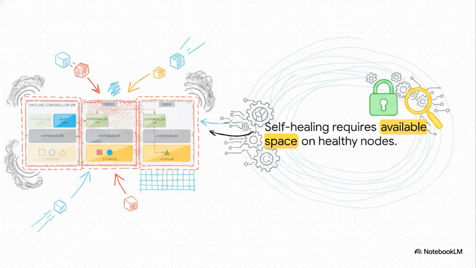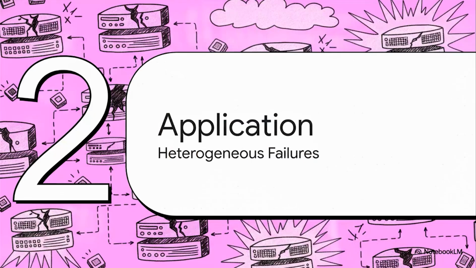The Stargate and Curator services, which handle all this, can only perform this self-healing magic if there is physical empty space available on those surviving nodes to actually receive the new replicas. Moving right along to Section 2, Application Heterogeneous Node Failures.